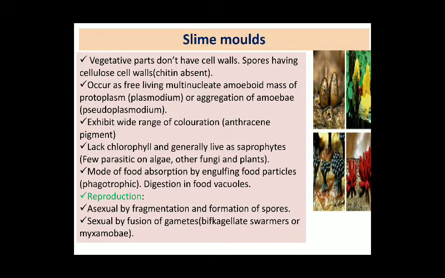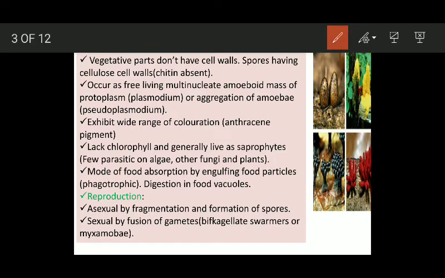Now the details of slime molds, which is one of the major groups of consumer decomposer protists. The vegetative parts of slime molds do not possess cell walls. The vegetative parts don't possess any cell walls. But the spores of these slime molds have cell walls composed of cellulose, and chitin is entirely absent in the cell walls of spores.